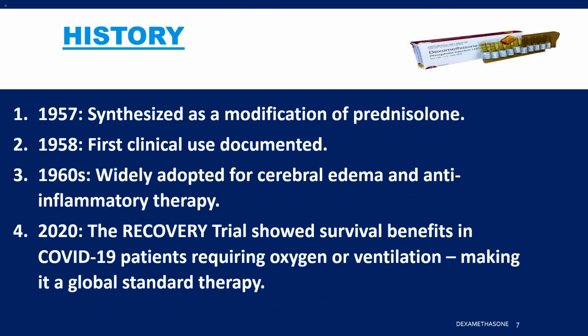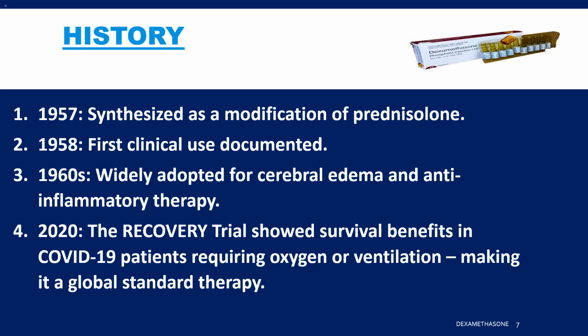History of dexamethasone. 1. 1957. Dexamethasone was synthesized as a modification of prednisolone, a corticosteroid, with the goal of creating a more potent and longer-acting medication. 2. 1958. The first clinical use of dexamethasone is documented, marking the beginning of its use in medical practice.